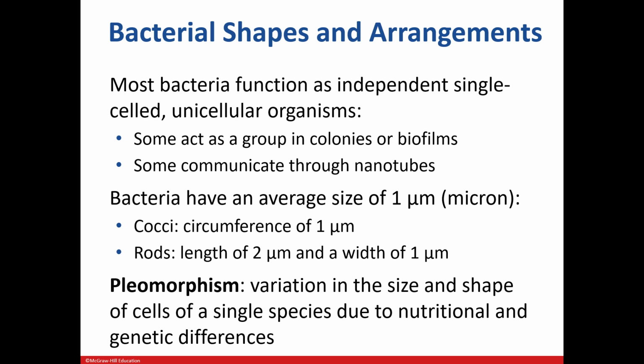Of course, we've discussed their size, and they're relatively small. A cocci is a spherical-shaped bacterium, whereas a rod is pill-shaped. What type of nutrients they acquire, as well as what types of genes they possess, can also determine the size and shape of the bacterium. These differences lead to pleomorphism.